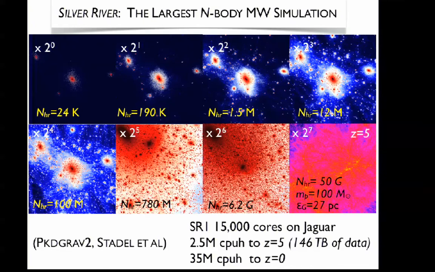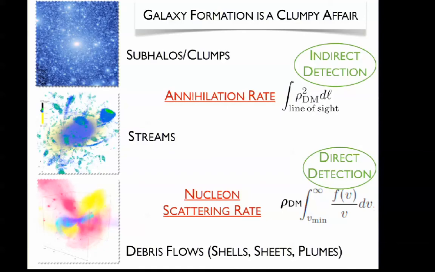The challenge here: we ran SR1 on 15,000 cores on Jaguar. It is still at z=5. It took 2.5 million CPU hours to go from z=100 to redshift 5, and 146 terabytes of data. We estimate, I think Joachim did estimate, that to finish Silver River down to z=0 we need 35 million CPU hours. So this is not exascale, but it's not too far. So in fact, we can finish it. So that's state of the art.